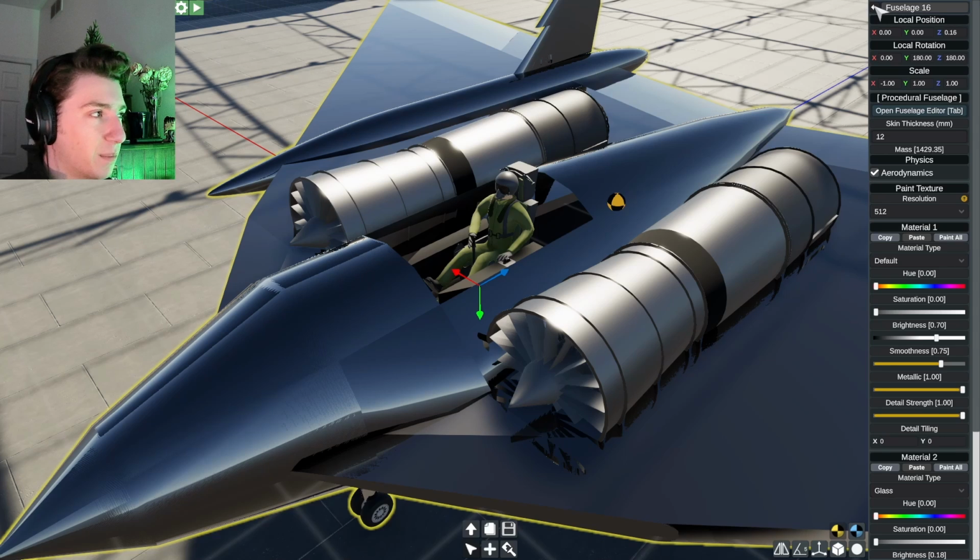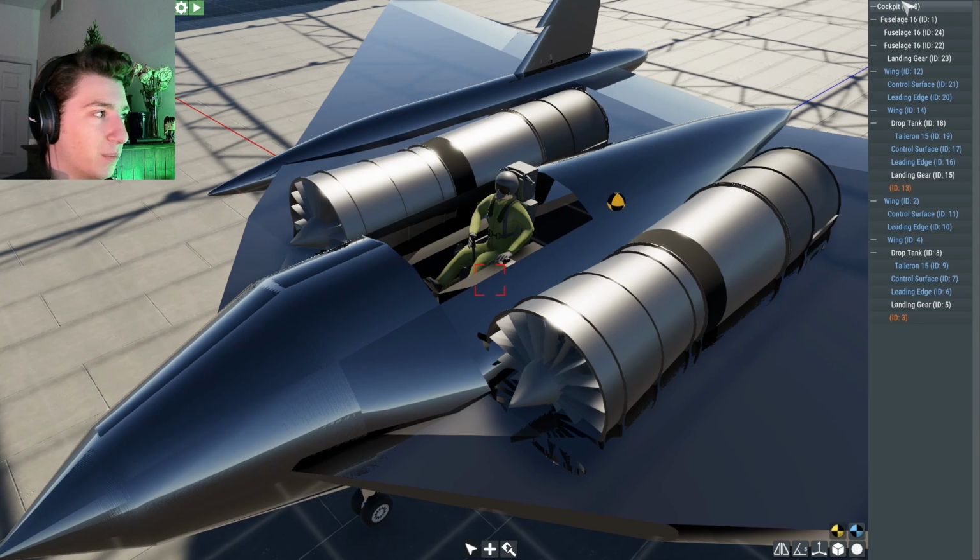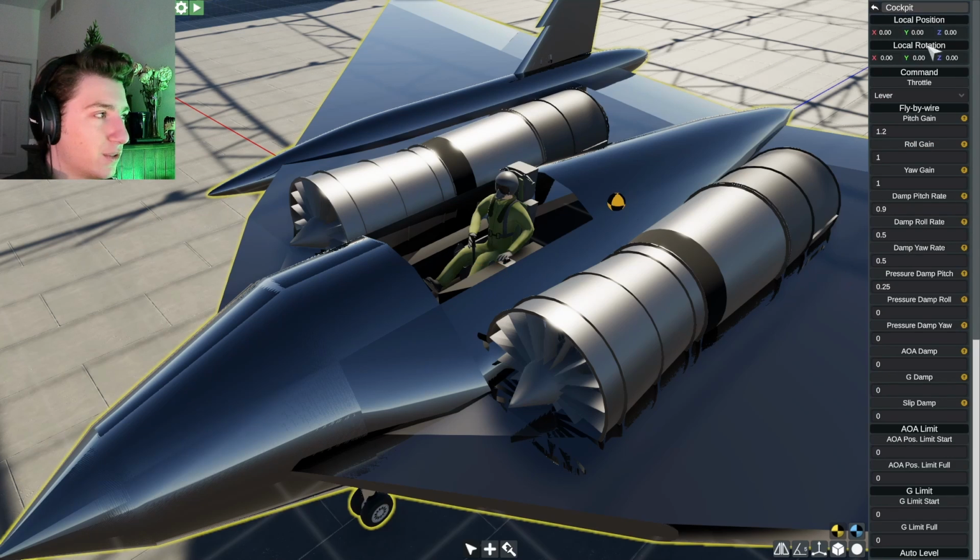Just go ahead and hit this back arrow right here, and you'll be taken to the parts manager, I guess you could call it, and then click on cockpit. And that gives you the fly-by-wire screen. So here we're going to walk through all these different things, what they do, and how you should use them.